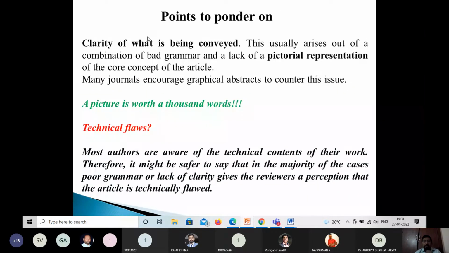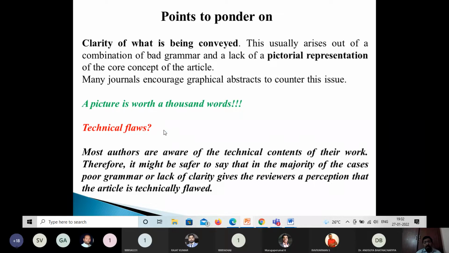Some of the points which can be looked at are the clarity of what is being conveyed. Most of the journals nowadays are going with a graphical abstract, so maybe a workflow of how your idea works, rather than a paragraph. That would be better compared to making some English mistakes. So it is better that we draw it and send it.